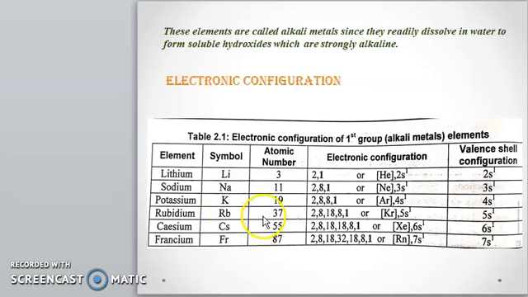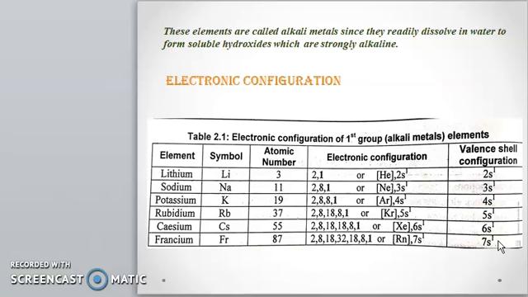Then rubidium, Rb is the symbol, atomic number 37, and this is the electronic configuration 2 8 18 8 1, or krypton 5s1. Valence shell configuration is 5s1. Then cesium, Cs, atomic number is 55, Xe 6s1. So valence shell configuration is 6s1. Then francium is Rn 7s1, and the valence shell electronic configuration is 7s1.